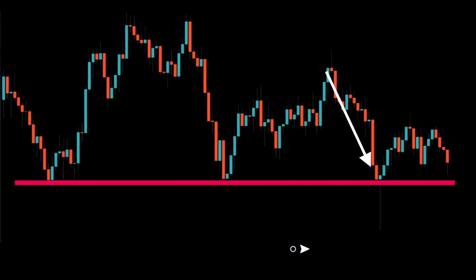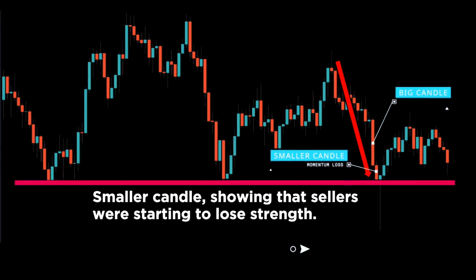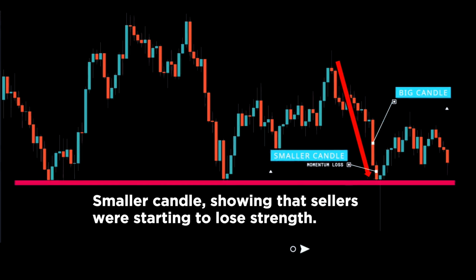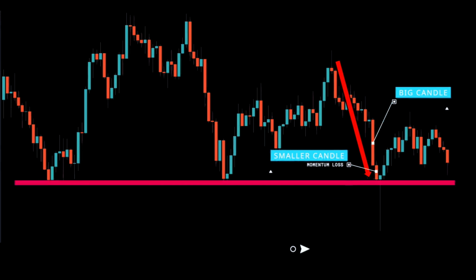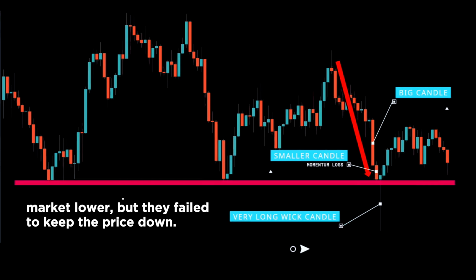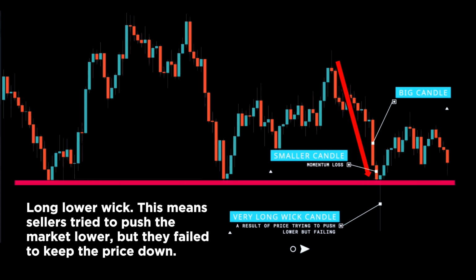Then as price came back down to this level, we were looking for some form of price action at the level. The first clue was the loss of bearish momentum. We saw a large bearish candle, then a smaller candle, showing that sellers were starting to lose strength. Then we got the confirmation, a candle with a very long lower wick.